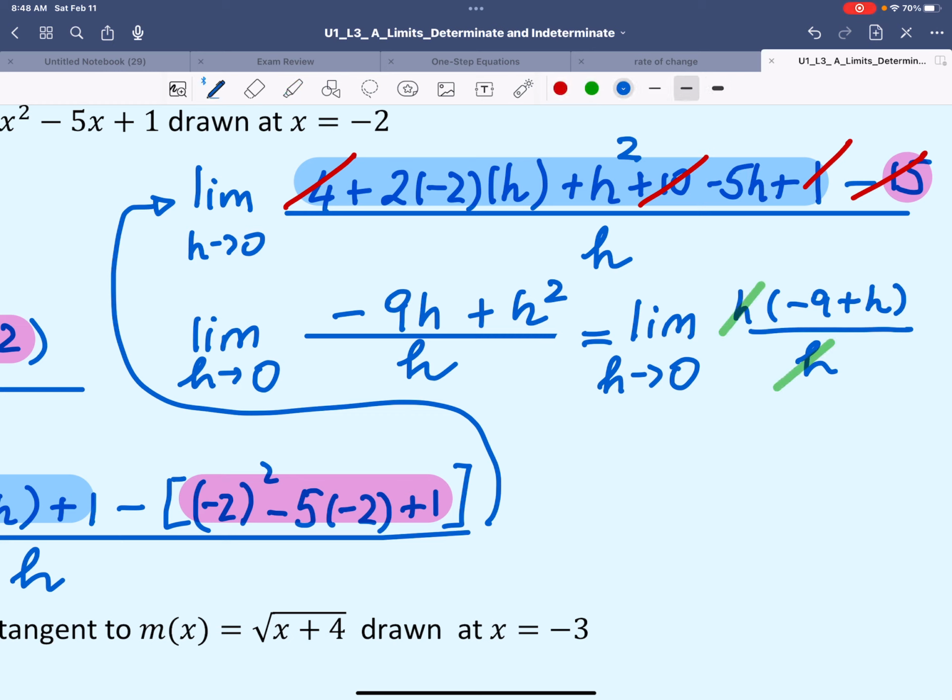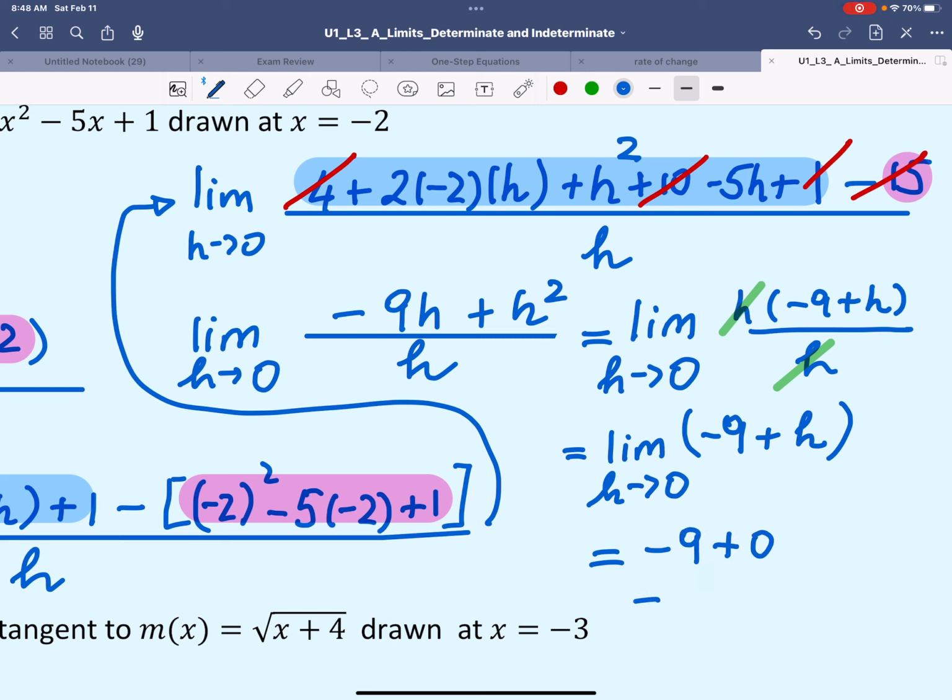And that would be the limit as h approaches 0 of negative 9 plus h. Remember to keep this in brackets because they're both inside the limit. And now it's time to substitute h by 0, and the value would be negative 9. So that would be the slope of the tangent. The slope of the tangent drawn exactly at x equals negative 2.